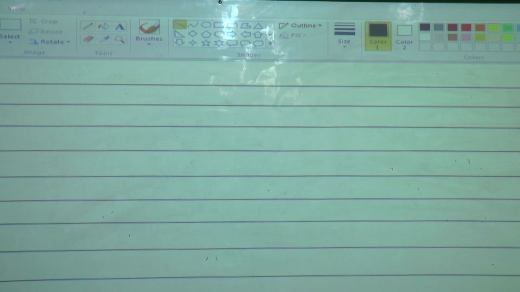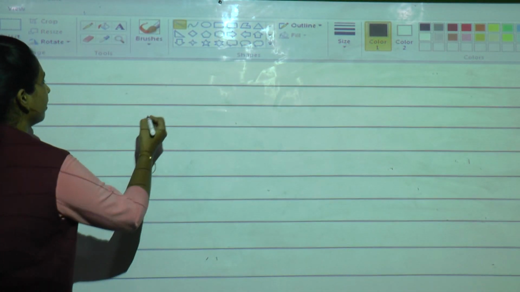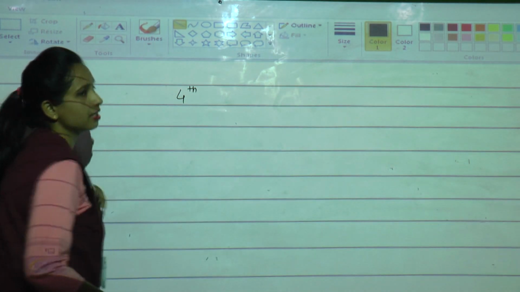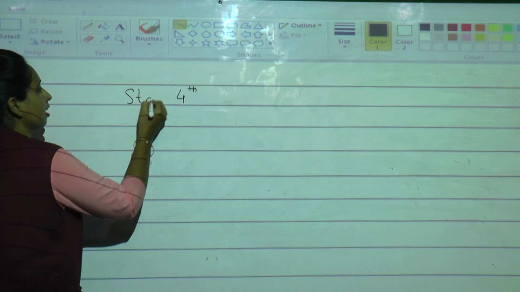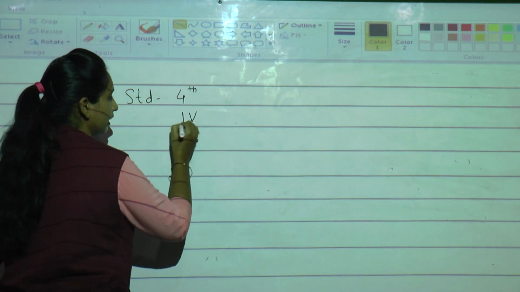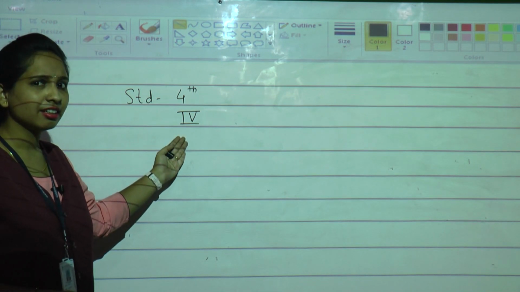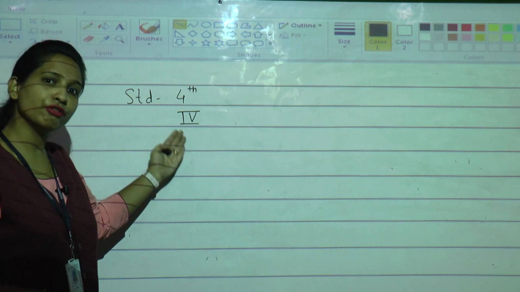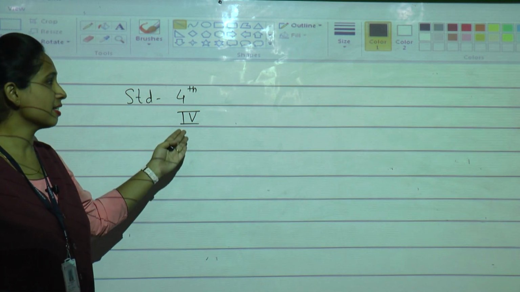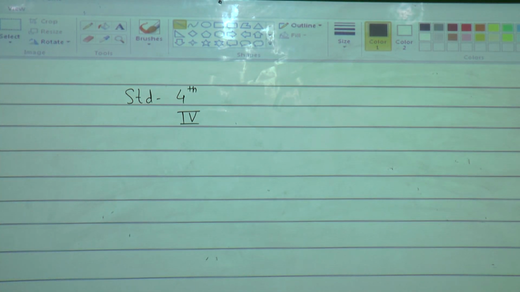Now tell me students, in which standard are you? You are in 4th standard. How will you write it? If I tell you to write 4th standard, you will write it in this way. But in our school, did you observe, we write in this way also. Why do we write like this? Yes, this is also 4th only, but this is called a Roman number. So today we are going to see one new concept, the Roman number system.